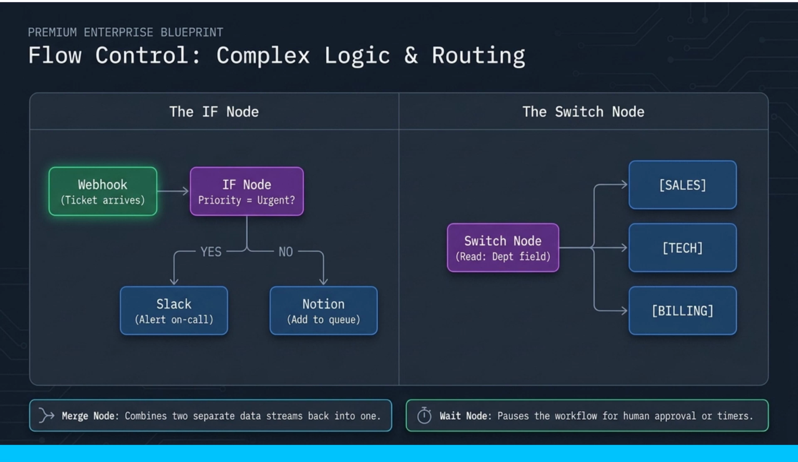Now look at the right side. The switch node is your roundabout. Instead of 2 paths, you get as many as you need. Sales tickets go to sales. Technical tickets go to engineering. Billing goes to finance. At the bottom of this slide, the merge node and the wait node. The merge node combines 2 separate data streams back into one. The wait node pauses the workflow completely until a human approves. Speed of automation, judgment of a human, applied exactly where it matters.